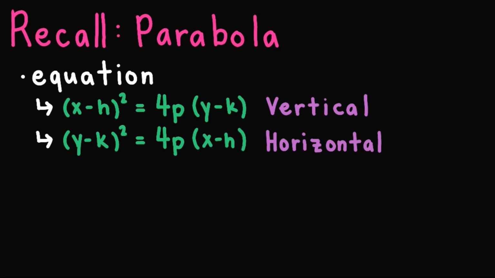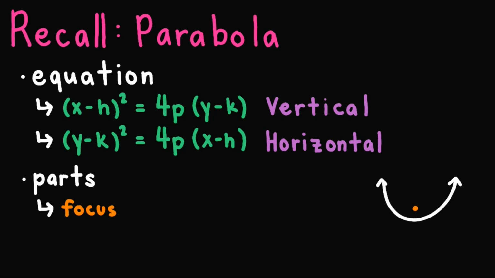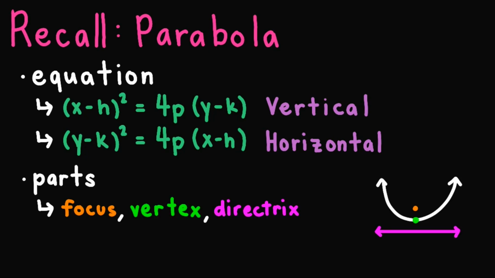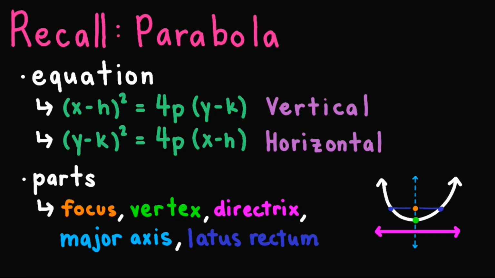Aside from this, we also learned about its parts. So given its graph, we know its focus, the vertex, the directrix, its major axis, as well as the latus rectum. In this video, given the equation of a parabola, let's try to find out its parts.